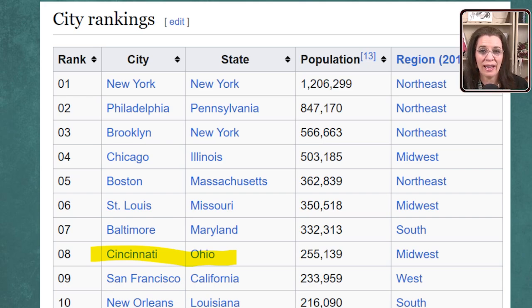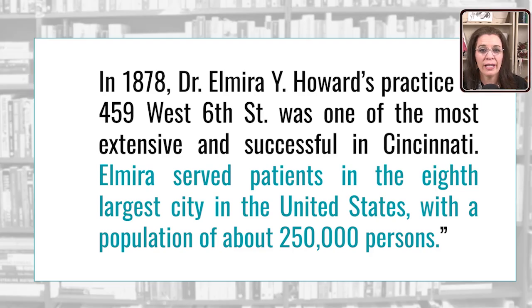And now I can add even more information to the article about Elmyra. Not only is she a doctor and having this extensive and successful practice, but she's doing it in the 8th largest city in the United States, which for me is so amazing.